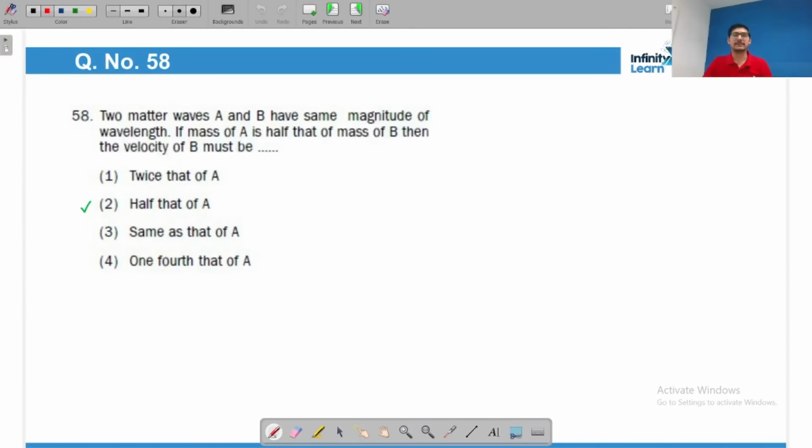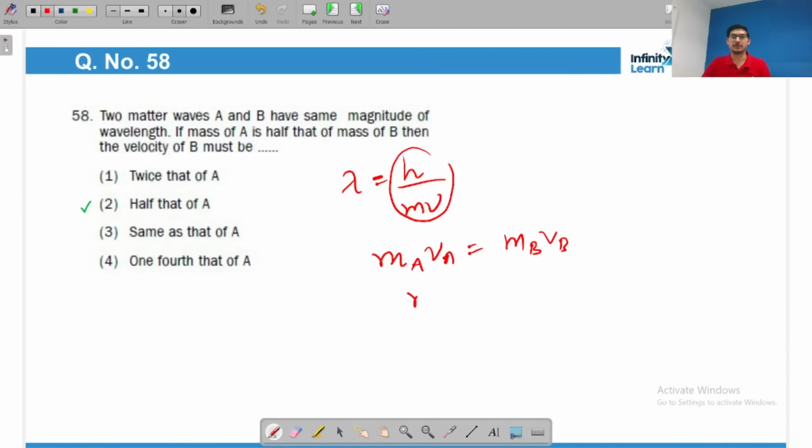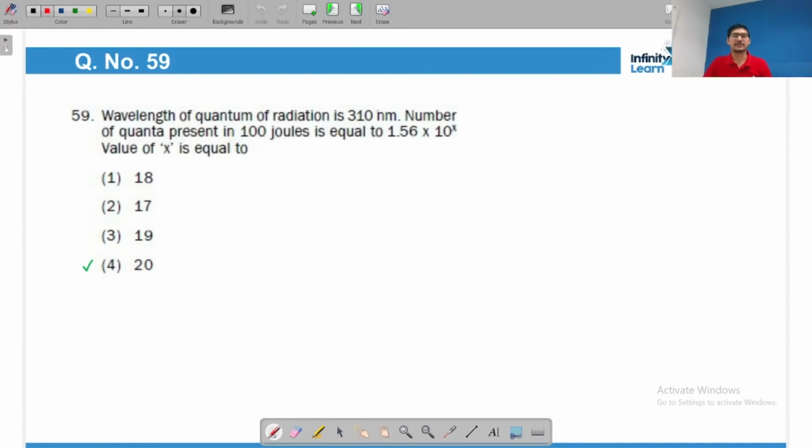Two matter waves A and B have the same magnitude of wavelength. So lambda is equal to h by mv as per the de Broglie's equation. Because they have the same wavelength, they will have the same value of h by mv, or I can say they will have the same value of ma va is equal to mb vb, right? Linear momentum will be same for both of them. So if mass of A is half that of mass of B, right? So MA divided by MB is equal to VB divided by VA. So if mass of A is half that of mass B, so you can substitute the values here and you will find out that it is half that of A. That's the correct answer.